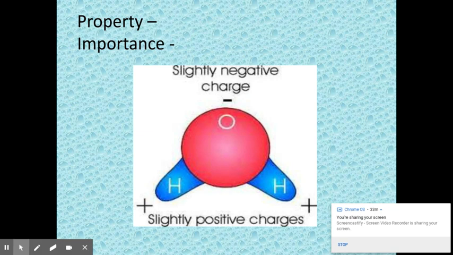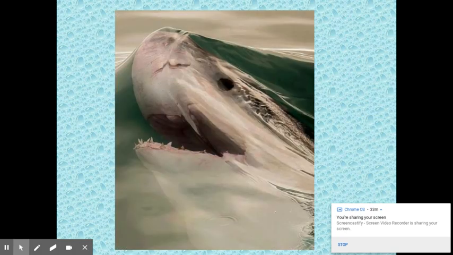Okay, so for this one, what we have is that negative oxygen, those two positive hydrogens, and that is showing polarity. Oxygen is hogging electrons, making it negative because electrons have a negative charge. Another sweet picture. So again, this one is surface tension or cohesion, water sticking to water.